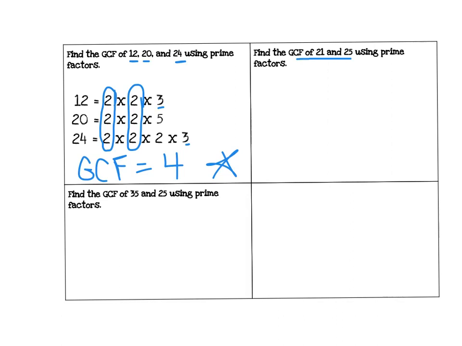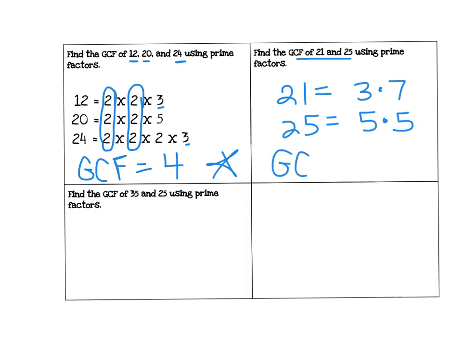Greatest common factor of 21 and 25. So 21, the prime factors would just be 3 times 7. Okay, for 25, the prime factors are 5 times 5. So they don't have any factors in common. That means their greatest common factor is 1. Remember, every number has 1 as a factor, so if they don't have anything else in common, we go back to 1.